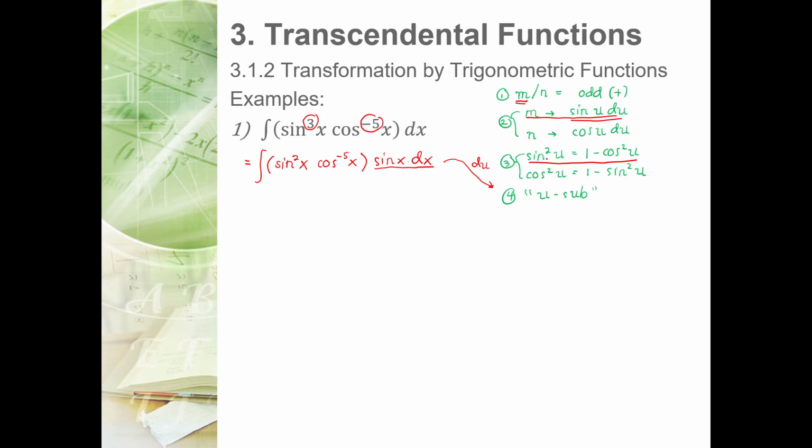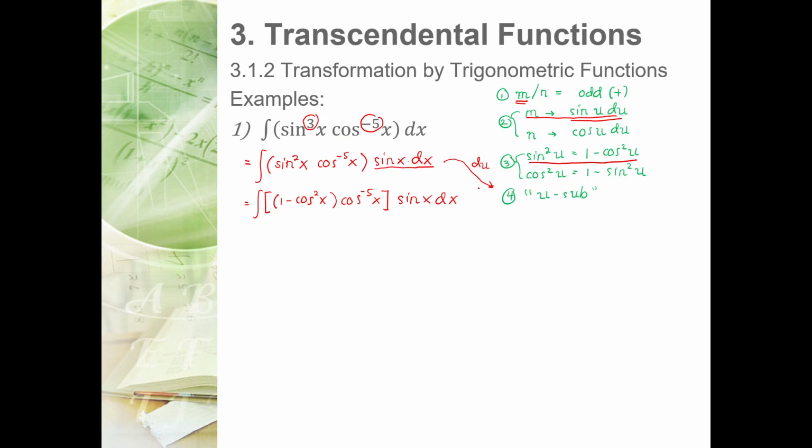Okay, so next step is we replace by 1 minus cosine squared. So replace sine squared u with 1 minus cosine squared u. So replacing, we have 1 minus cosine squared x times cosine to the negative 5x, then again sine x dx.